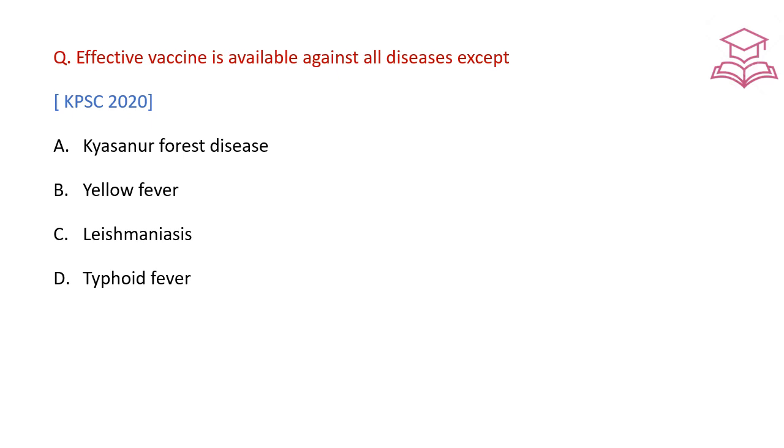Effective vaccine is available against all diseases except, we can eliminate from the options. We know that KFD, yellow fever and typhoid fever have vaccines. So the remaining option is leishmaniasis. There is no vaccine available.